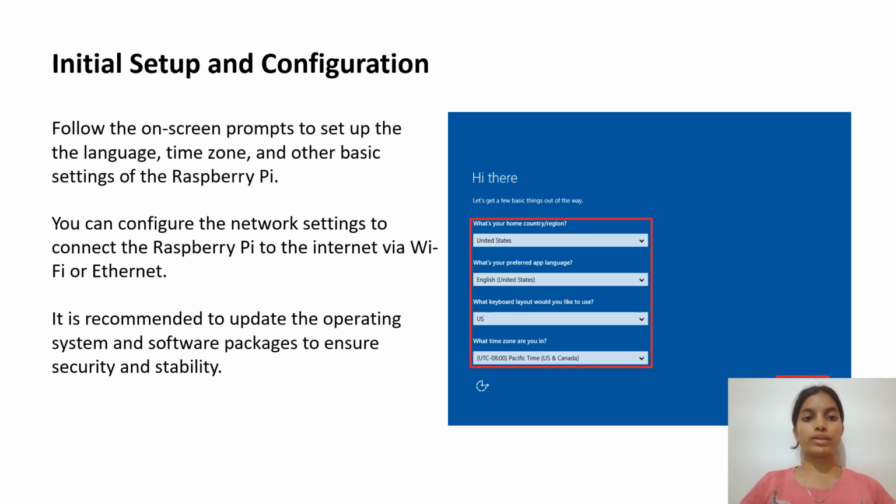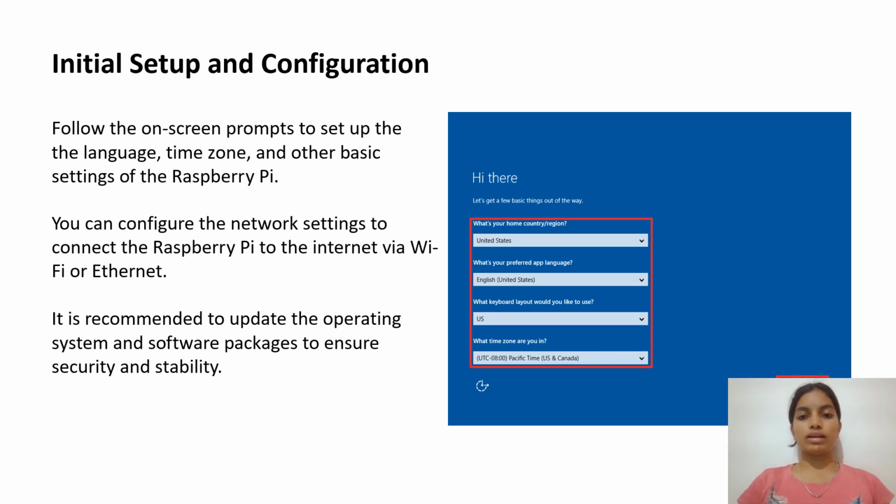Follow the on-screen prompts to set up the language, time zone and other basic settings of the Raspberry Pi. You can configure the network settings to connect the Raspberry Pi to the internet via Wi-Fi or Ethernet. It is recommended to update the operating system and software packages to ensure security and stability.